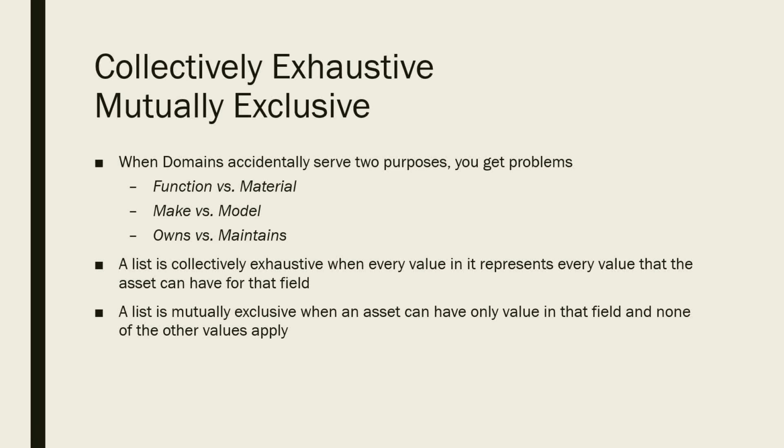So let's take function versus material. A lot of times when people think of a type of an asset, they're thinking of what it does versus what it's made out of. Those two things are not collectively exhaustive and mutually exclusive. You need to have two fields if you're going to keep track of what it does and what it's made out of.